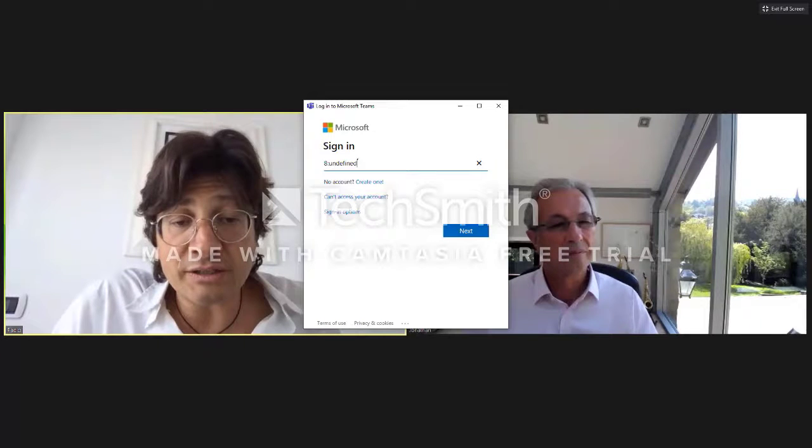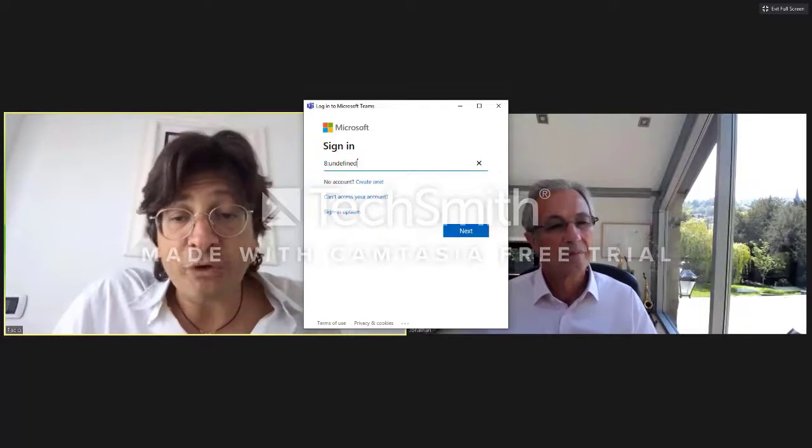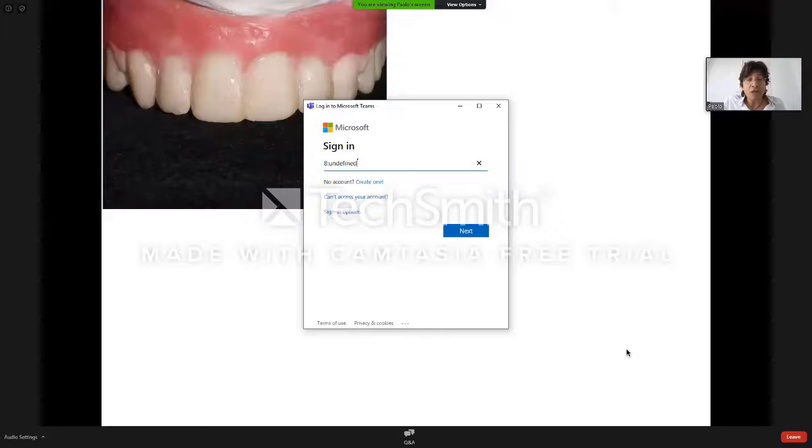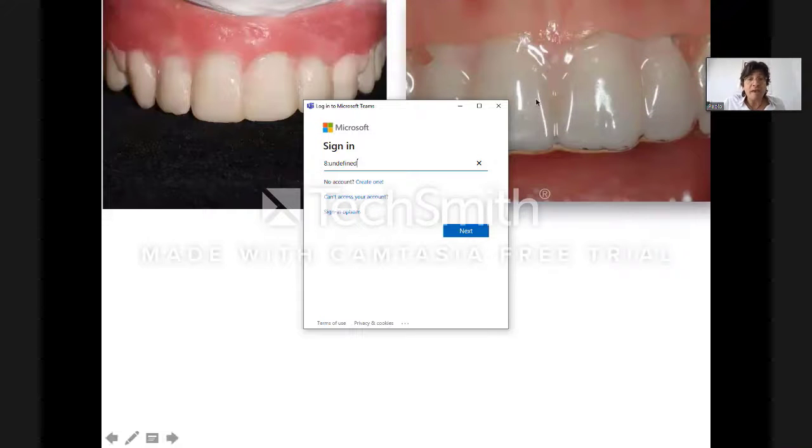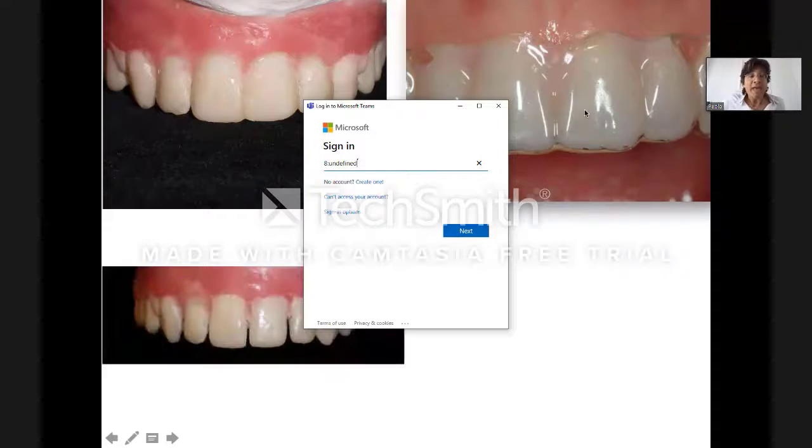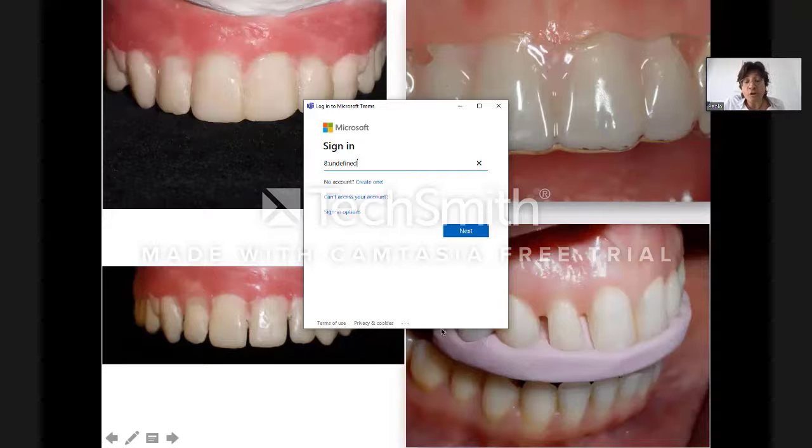I try to share the screen again. Before I started, I took an impression and we made a vacuum-molded appliance to make the final mock-up before the restoration. And also I removed the resin and I had the final position of the teeth. And on this one, you can also print, or you can ask the lab to make you a template. It's a template of the final positioning of the teeth.